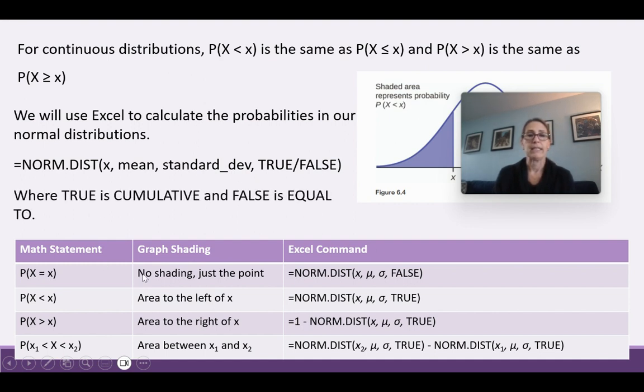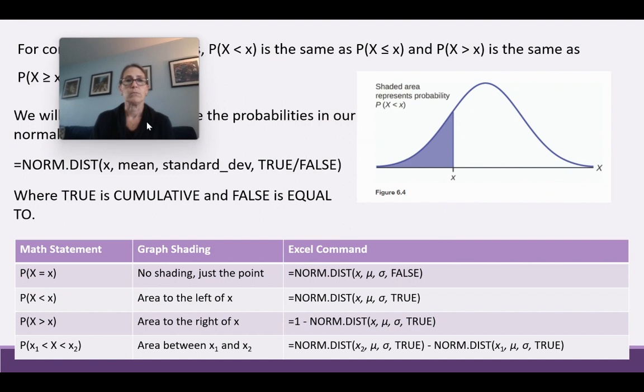So again, down here, we have all the situations that we're going to encounter. If the probability that x is equal to some value, that's no shading on our graph, it's just the point. And we use the NORM.DIST formula with our value x, our mean mu, our sigma, and the word false. And I told you before that there is no area at a single point, and this is when Excel uses a different formula than the other true versions, the cumulative version. So it's a little bit different, but it doesn't matter to us. We just use the word false, and then Excel knows to calculate that with that formula.